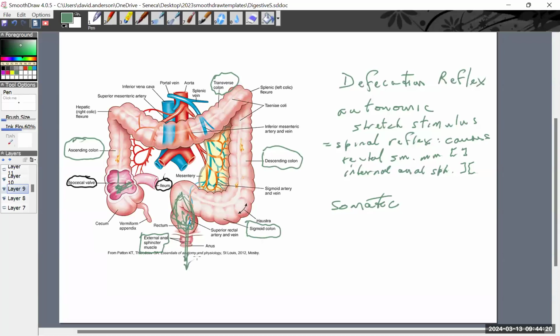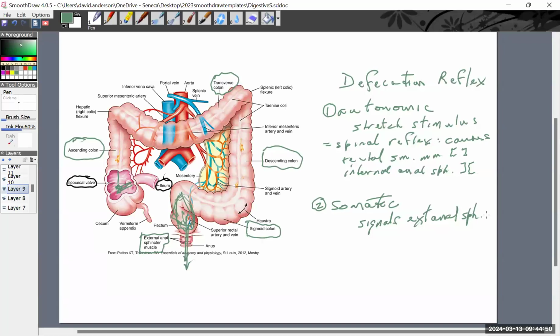Up until the age of 2 or 3 or 4 years of age, this is the only component of the defecation reflex that's active. As we develop our skeletal muscular system, we add in the somatic component, and the somatic component signals the external anal sphincter.